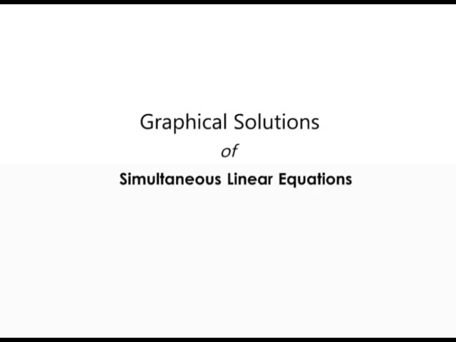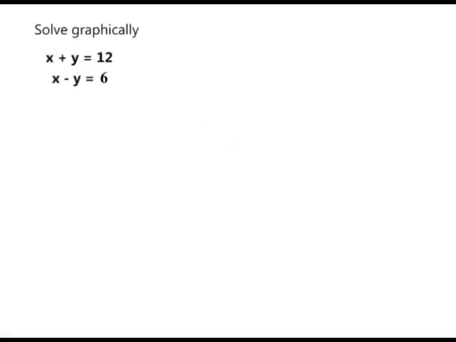For example, let us solve these two simultaneous linear equations using the graphical method. x plus y is equal to 12, x minus y is equal to 6. So all we need to do is to draw the graphs and find the point of intersection. So we plot the points first.